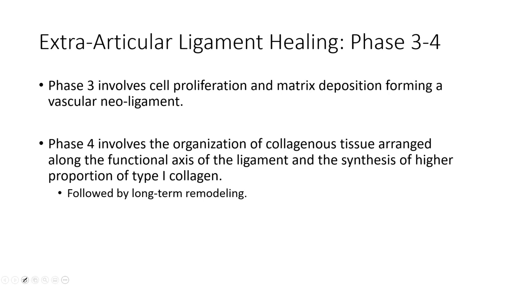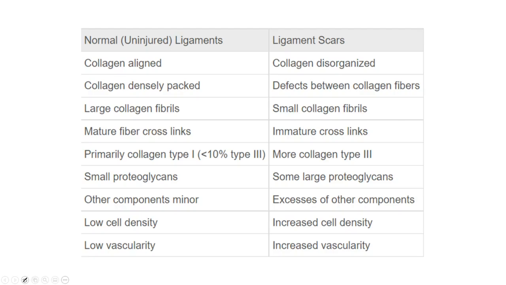Here's an example looking at normal ligaments and ligament scars, what we might see. This is assuming no long-term remodeling, but what we would see normally versus the changes. When we have that scar with healing, there's going to be increased vascularity as it heals and remodels. Initially there's more type 3, but as we heal, it'll start resembling more of that type 1 collagen primarily.